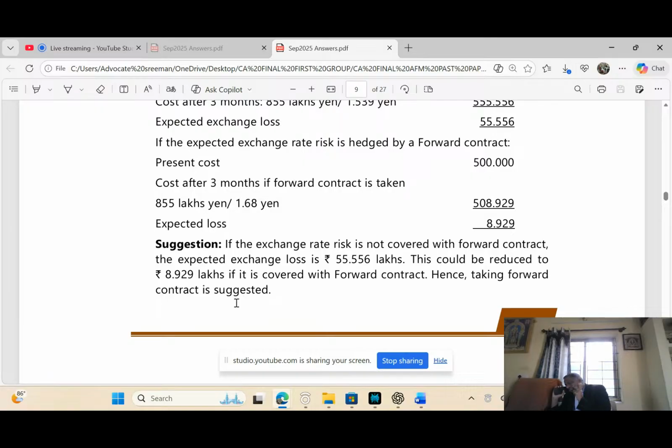But immediately he has to file two appeals. One is an appeal against the original assessment. He has to file two appeals: one appeal regarding the income escaping assessment, and one appeal regarding the penalty order. Two appeals he has to file.